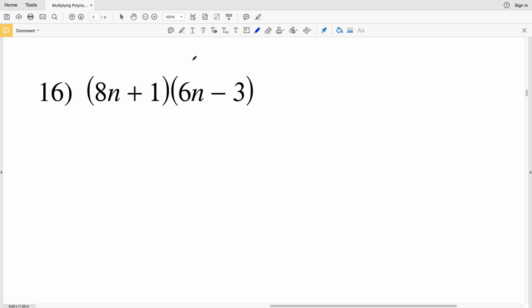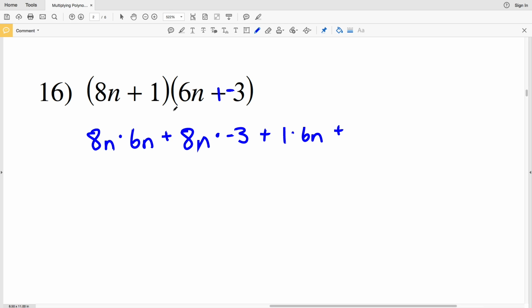Again, I like everything in terms of addition, so I'm going to change 6n minus 3 to be 6n plus a negative 3. And then I'm going to FOIL. First, outside, inside, last. 8n times 6n, taking care of my first terms. Outside terms, 8n times negative 3. Taking care of my inside terms, 1 times 6n. And then finally my last terms, 1 times negative 3.